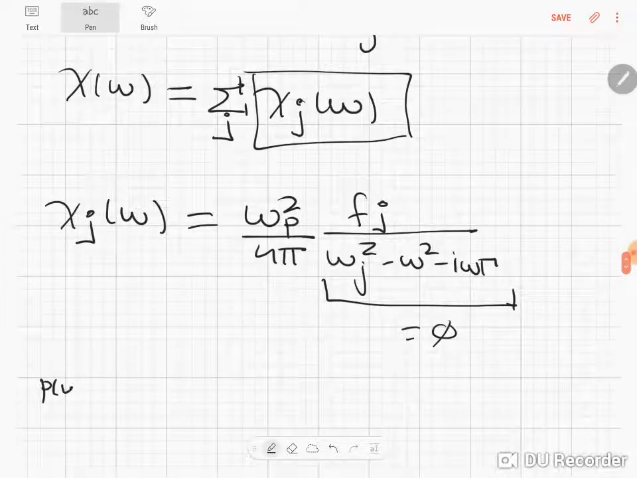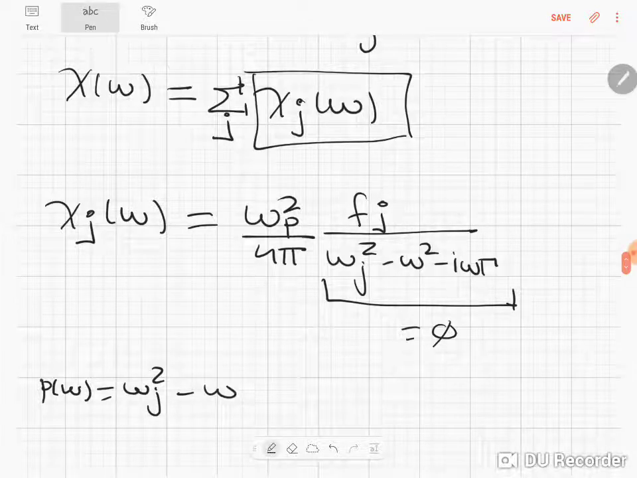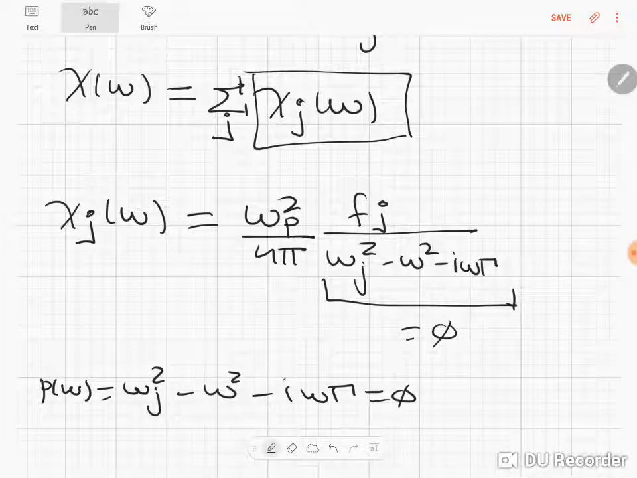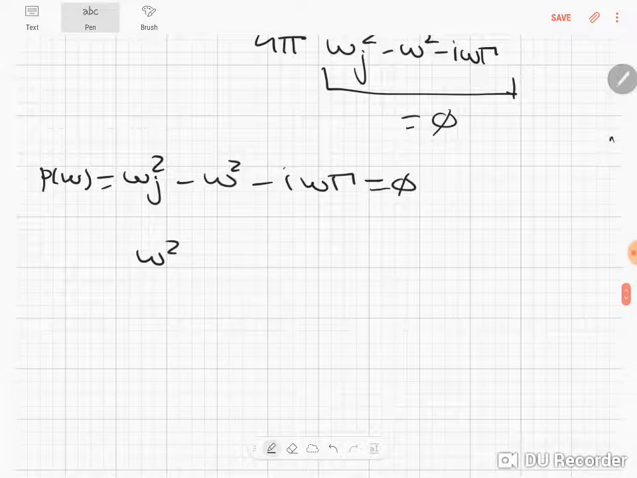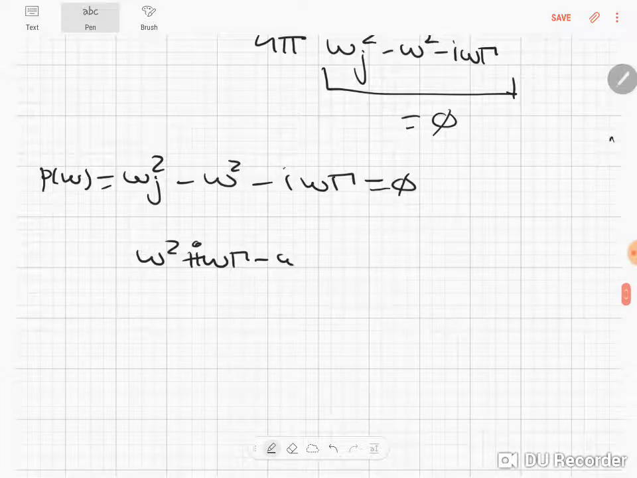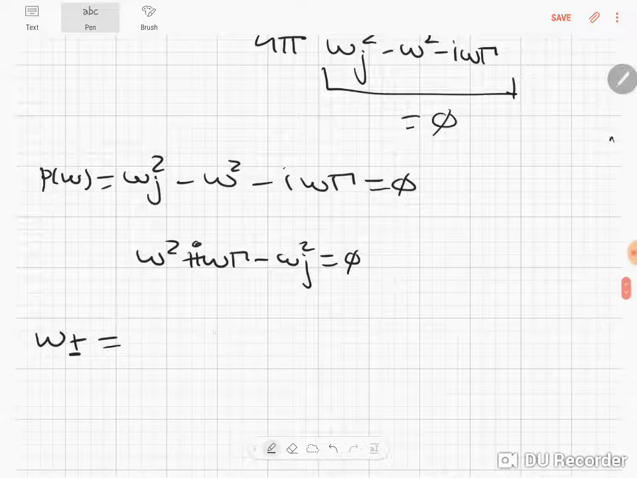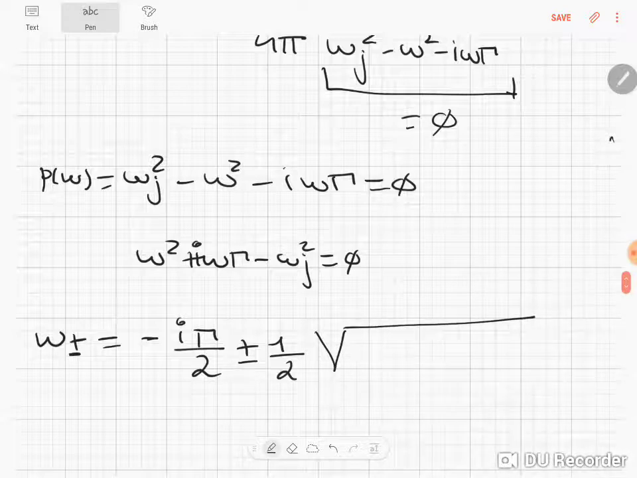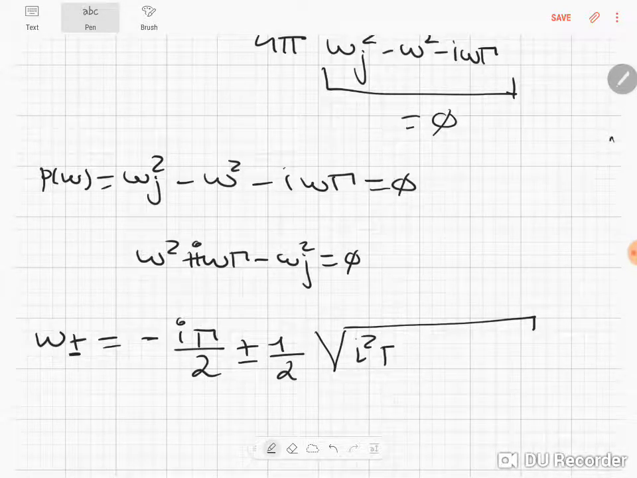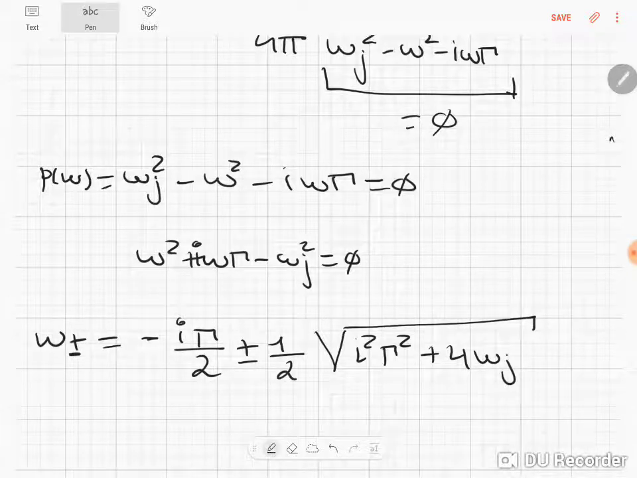So that's what we're going to do: find p of omega equal to omega j squared minus omega squared minus i omega gamma equal to 0, which is nothing but the same thing as omega squared plus i omega gamma minus omega j squared equal to 0. Okay, and then using the formula to solve for variables in second order algebraic equations, we get some omega with a plus sign and a minus sign, which is equal to minus i gamma divided by 2, plus or minus 1 over 2 the square root of b squared, which is here i squared gamma squared, minus 4ac, which is in turn 4 omega j squared.